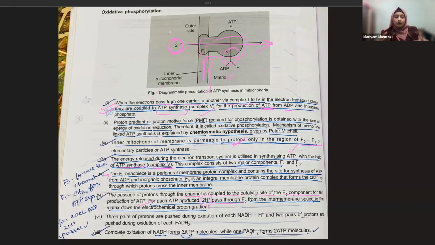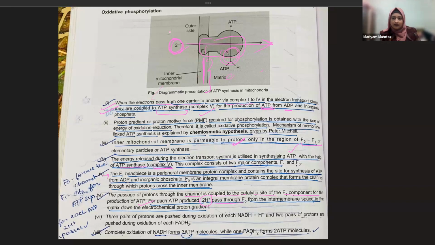Now, after the protons have accumulated in the lumen, what will happen is that this complex, which is complex 5, ATP synthase, when the protons pass through this complex, ATP will be synthesized. And this whole theory that I just said is the chemiosmotic hypothesis, meaning this is a hypothesized way that this is how it will happen. And it is given by Peter Mitchell. Any doubts?